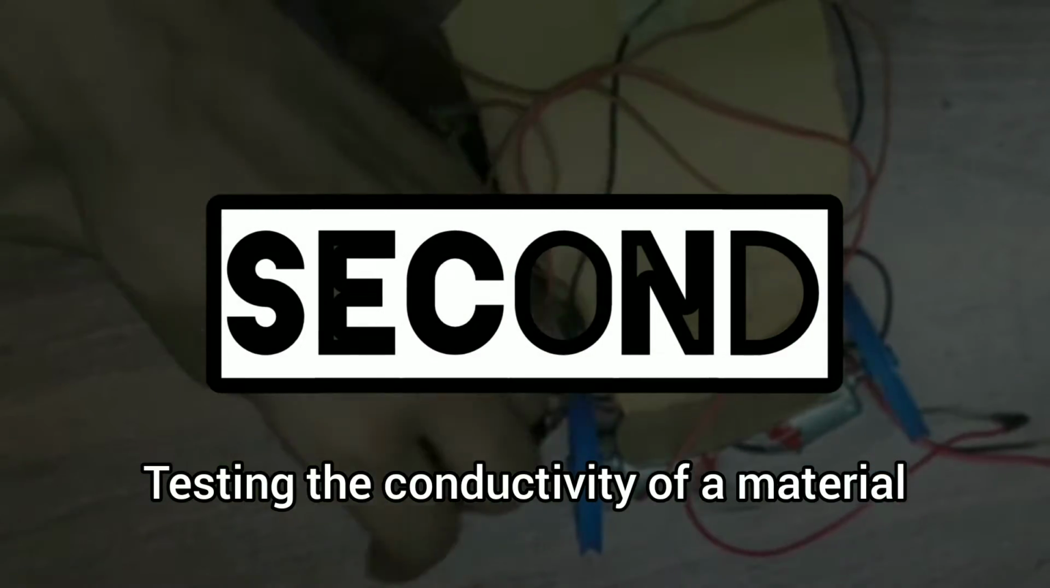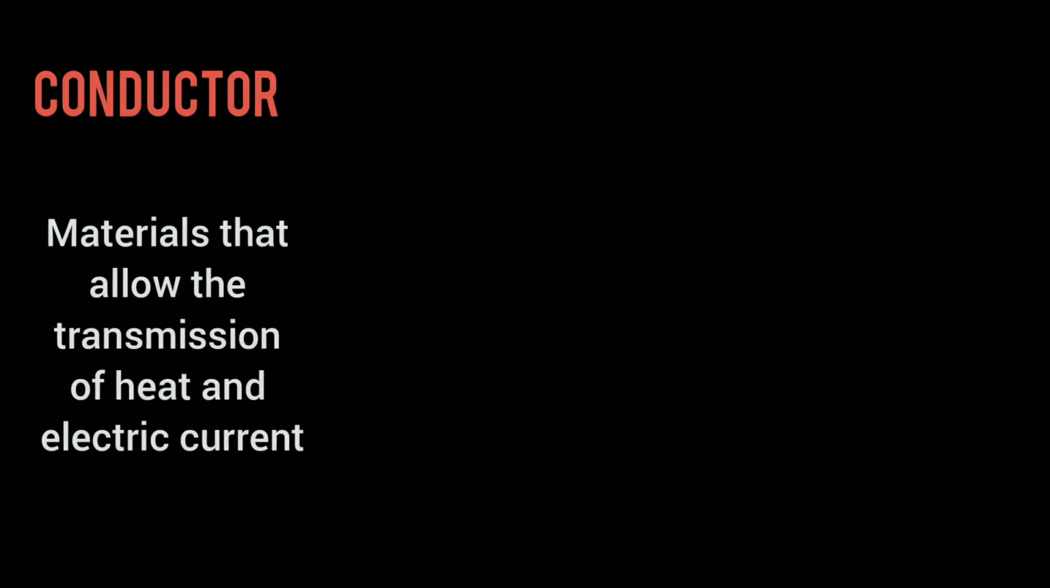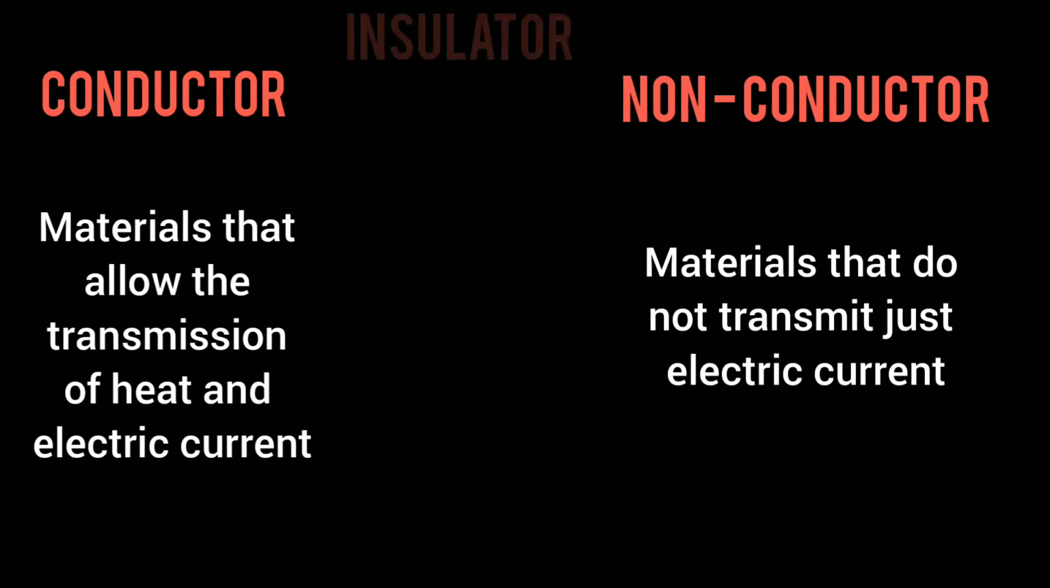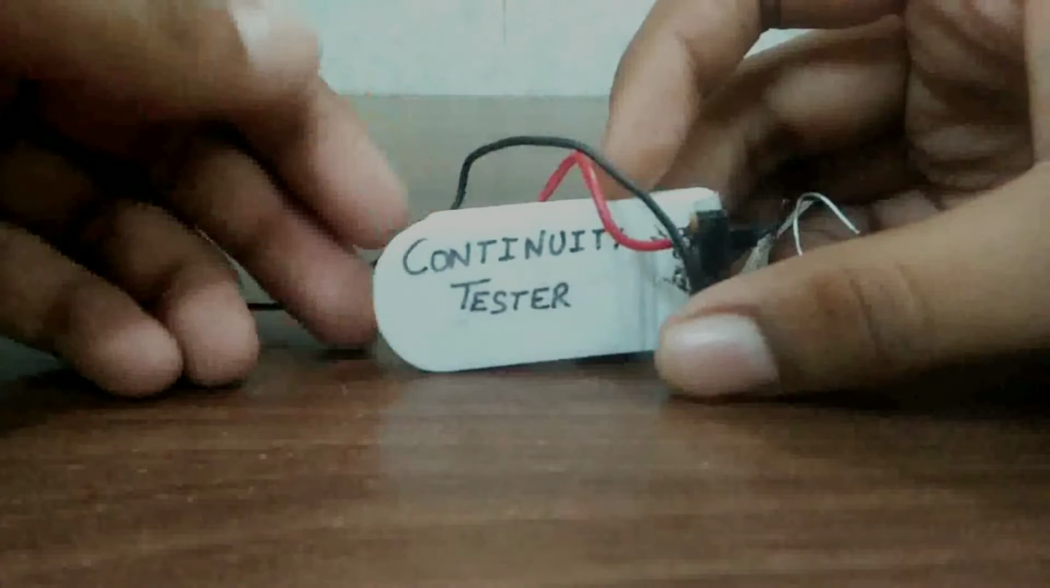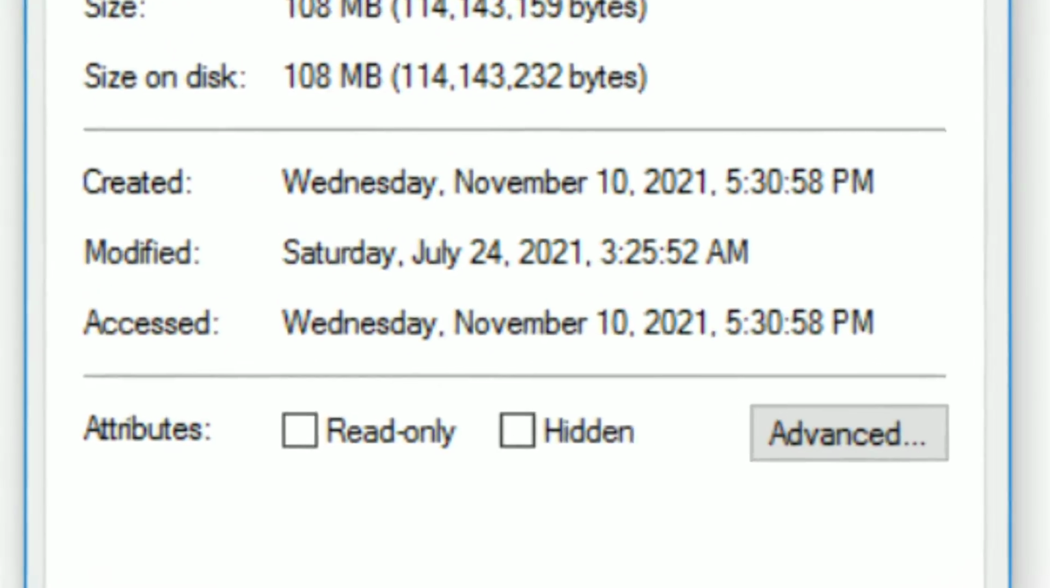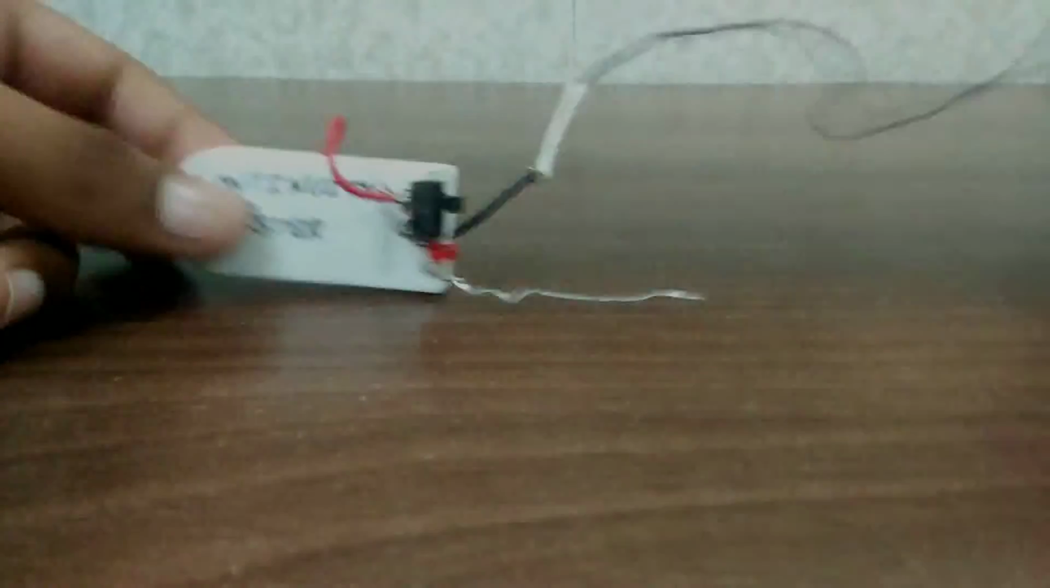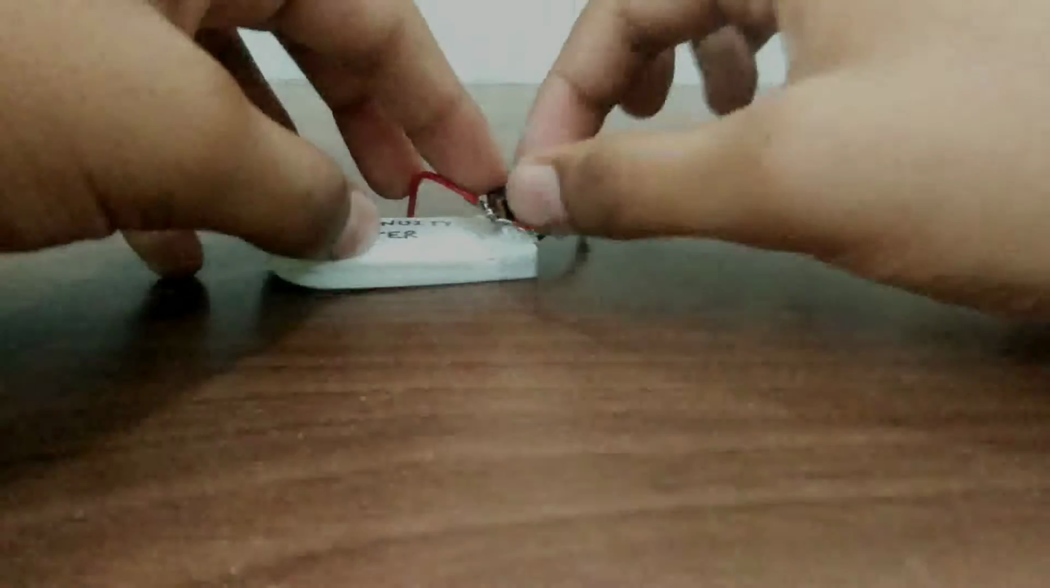Second, for testing the conductivity of materials to know what kind of material it is. According to science, it can be a conductor, non-conductor, or an insulator. Before starting the testing, let me tell you that the part that you're gonna see now was shot almost a year ago. So my voice won't be so clear and I may speak some incorrect words. So keeping that in mind, let's get the show on the road.